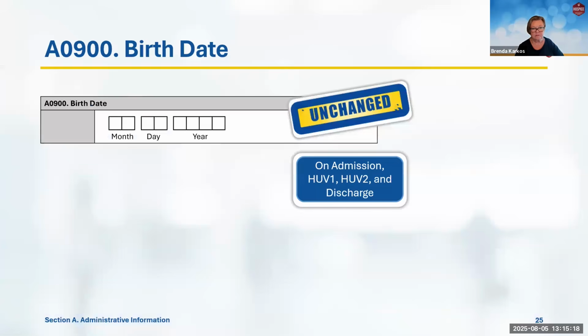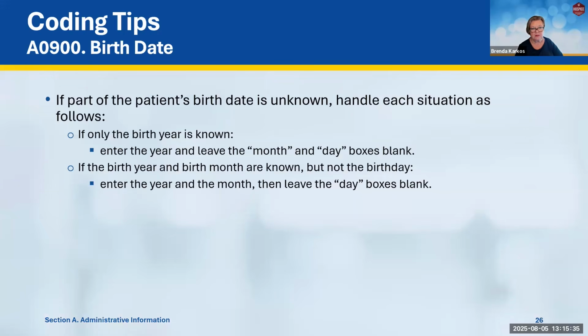Now here's a screenshot of the birth date. And this is also not a new item. It will be submitted with any completed record, including both HUV records. It is also used for record matching to be sure that all the records identify the correct patient. Some tips about the birth date. In case part of the patient's birth date is unknown, there can be circumstances where only a birth year is known, and in that case, you would just enter the year and leave the month and day boxes blank. If the birth year and the birth month are known, but not the birth day, you would enter the year and the month and just leave the day boxes blank.